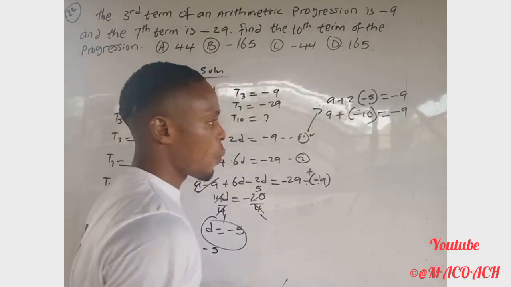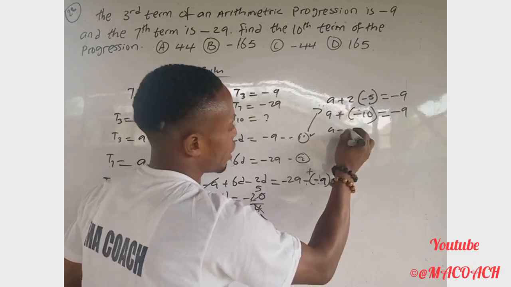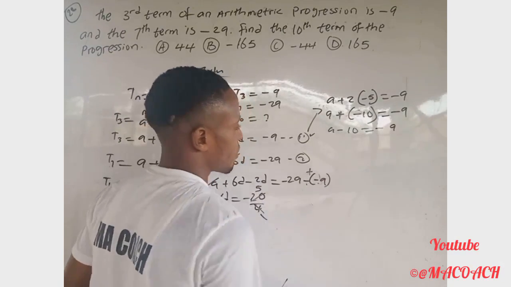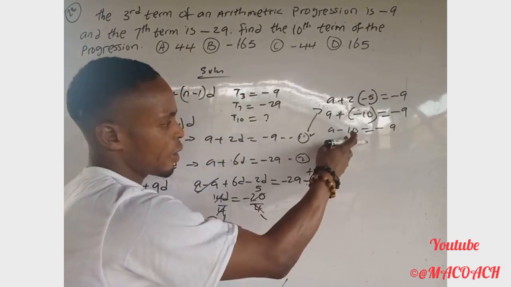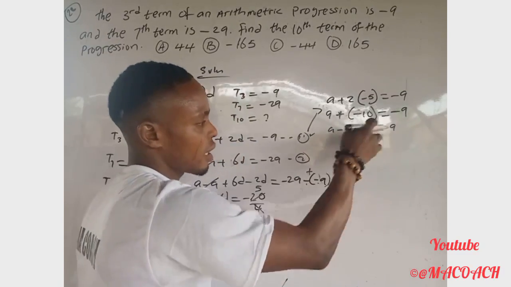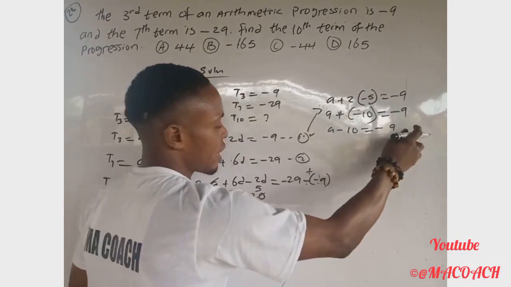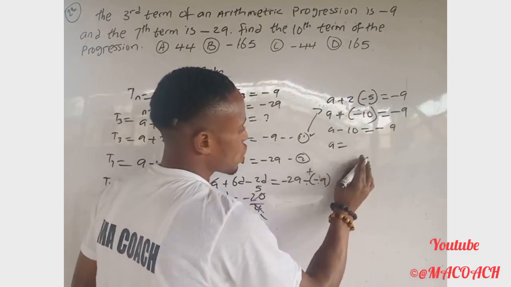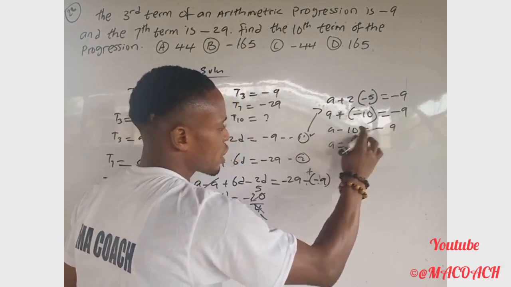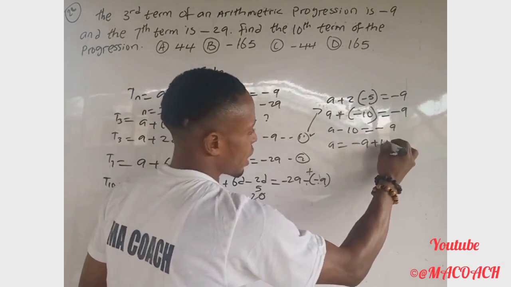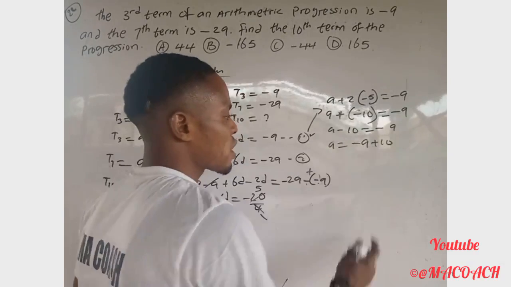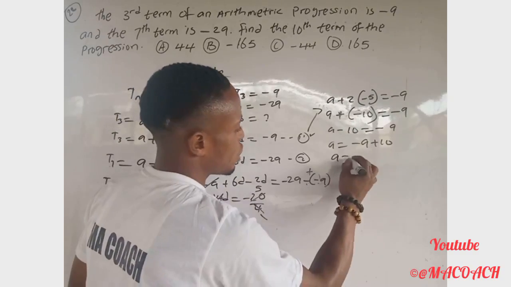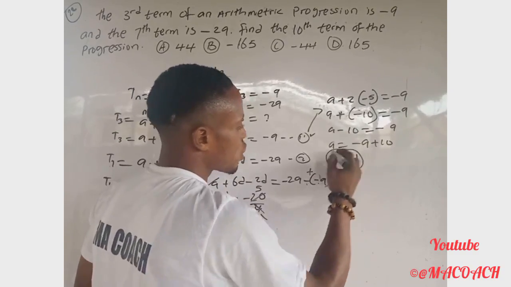Plus times minus, we have minus. Our a now minus 10 is equal to minus 9. So in this place, now collect the like terms, because we have this number here and 9 here. Let's take the minus 10 to this side. So here we have a is equal to minus 9 plus 10, which gives 1. So our value of a is equal to 1.